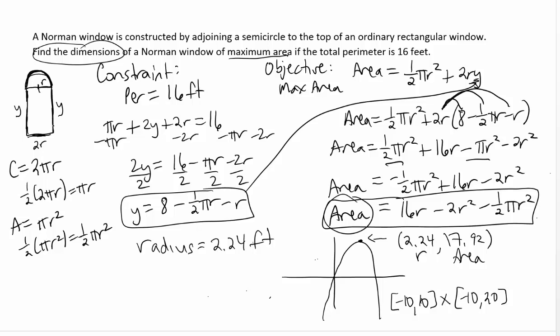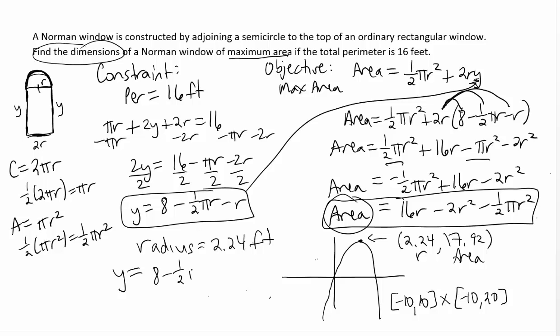But in our picture over here, that was r. We had another dimension, which was y. So to find out what y is, we have to go back to that constraint. That's going to be your quickest way to find out what that second dimension is. And all I have to do is take 2.24 and plug that in for each of these r's.